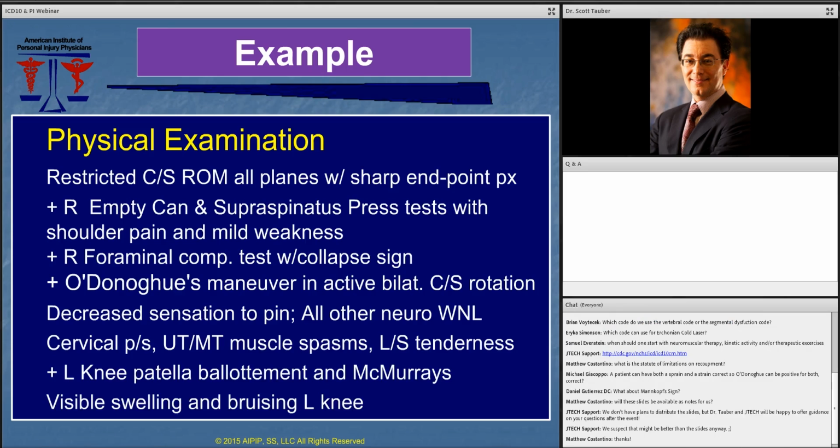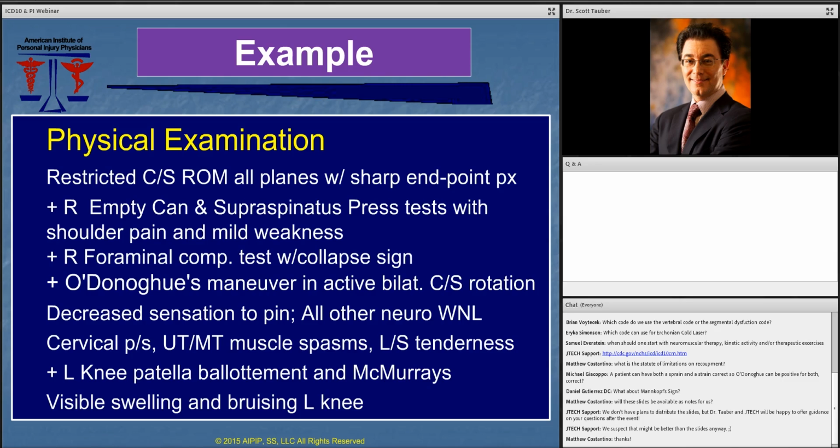We have positive left knee patellar ballottement and McMurray's. We have visible swelling and bruising of the left knee. You see this all day long. You treat any personal injury patients, your patients probably have about 80% of what I put on there. Some of them may actually have all of them. So this is a very standard case.